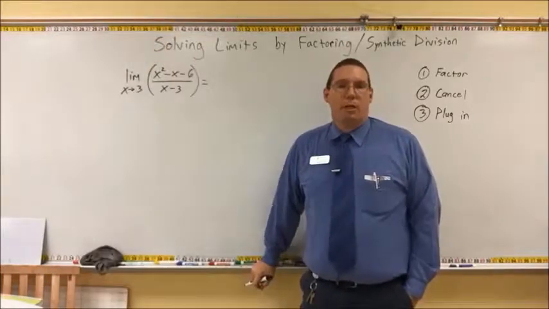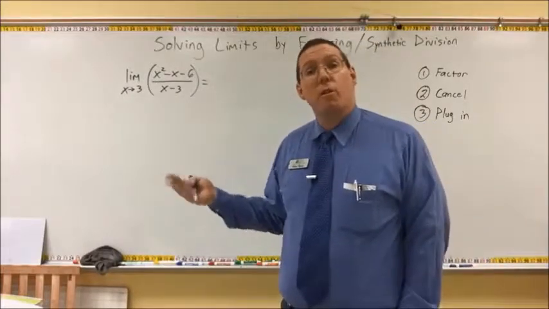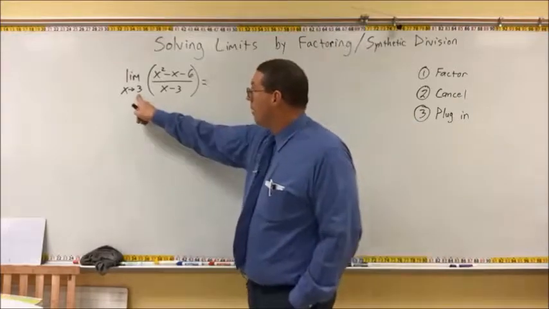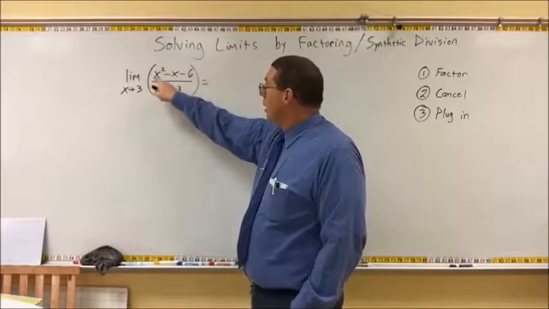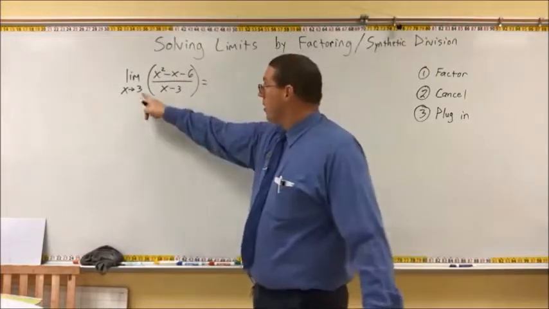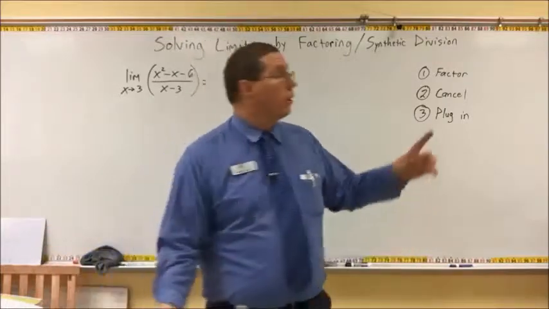All right, this one isn't that much harder, but it is a little different. We don't have a difference of squares, but we still result in 0 over 0 if we were to plug the limiting value in. So if we plug 3 in, we get 9 minus 3 is 6, minus 6 is 0. In the denominator, 3 minus 3 is 0. 0 over 0.